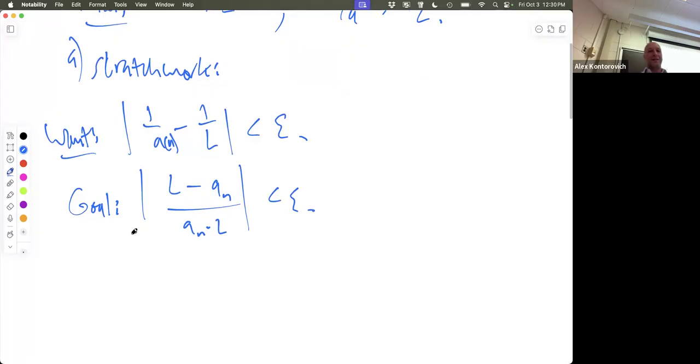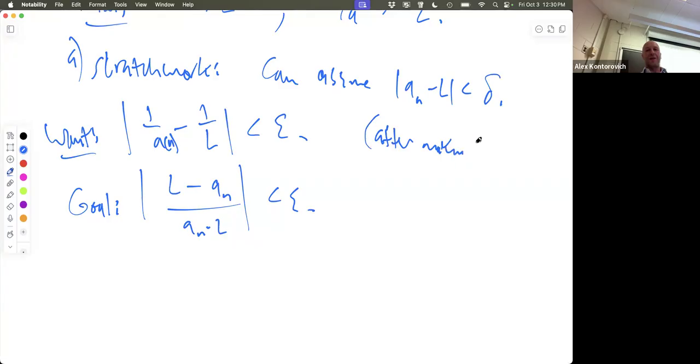And then what? Well, we can assume that the absolute value of AN minus L is less than something. I'll just call it delta. We can make it as small as we like by making n large. And I don't know what that delta is yet. And so what's the idea? This is after making n large.